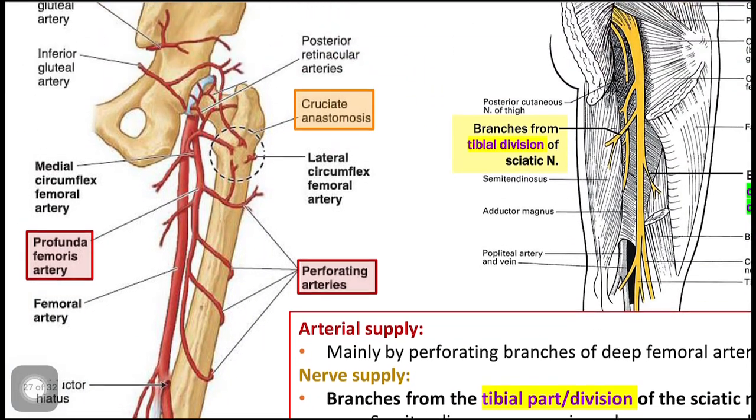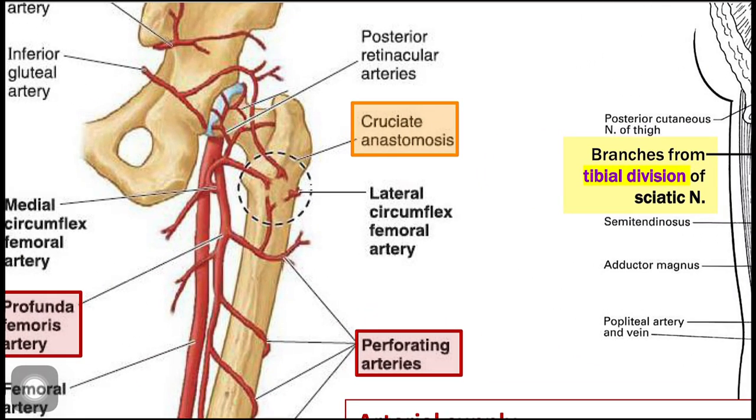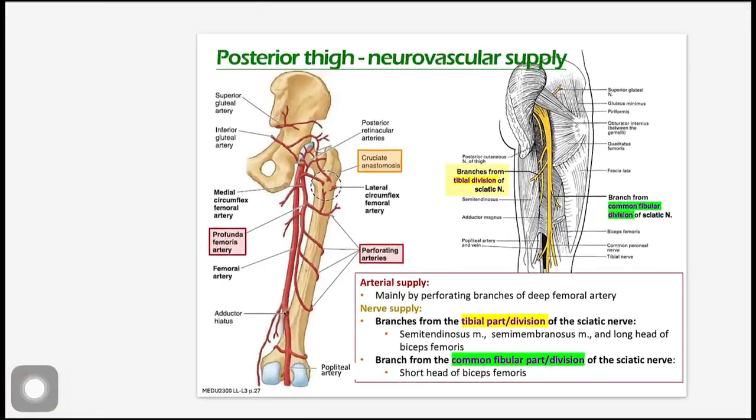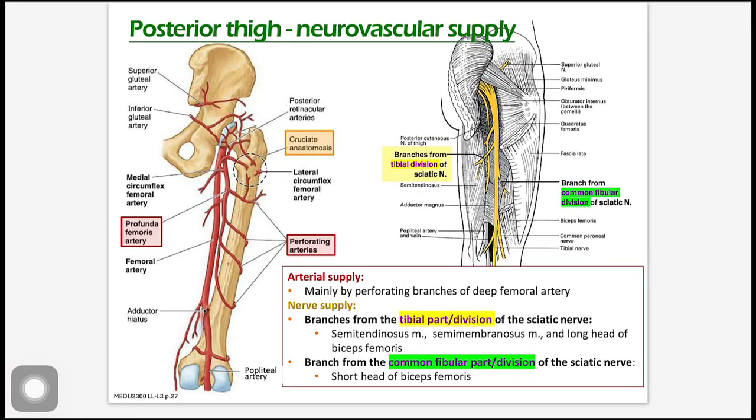Particularly here, let me re-emphasize one thing. The first perforating branch here, can you see that, this is the first pair. It contributes to the cruciate anastomosis. I hope you can see that it's like a cross. That's why it's called cruciate. So the arterial blood supply is from the perforating branches of the deep femoral artery, and then the nerve supply.